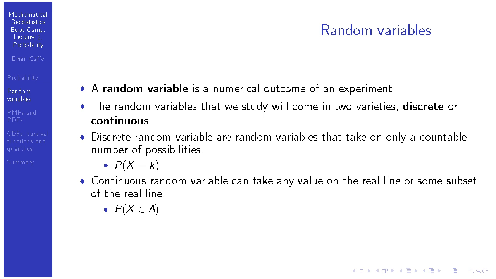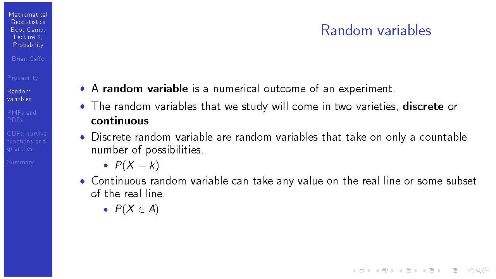But the point is that we can count them. We can count one person, two people, three people, four people, and so on. If the random variable can take any possible value on the real line or a subset of the real line, then we'll call the random variable continuous. And we'll have to have a slightly different treatment of continuous versus discrete random variables, but when we go through it, we'll try to draw the similarities between how they're treated.